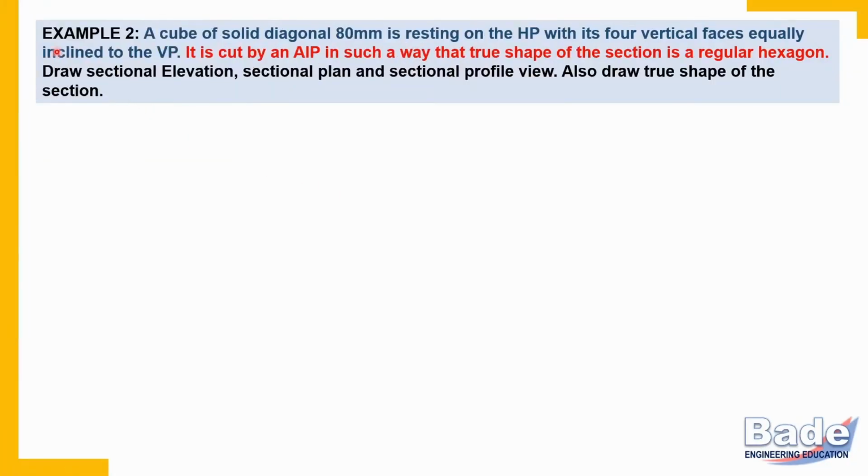Read the problem. A cube of solid diagonal 80 millimeter is resting on HP with its 4 vertical faces equally inclined to the VP. Now 4 faces are vertical. It means a face is in HP and a face on top parallel to HP. So altogether there are 6 surfaces. Of course, the face which is in HP we will assume as a base. So automatically there will be 4 vertical faces, and these 4 vertical faces appear as lines in the top view.